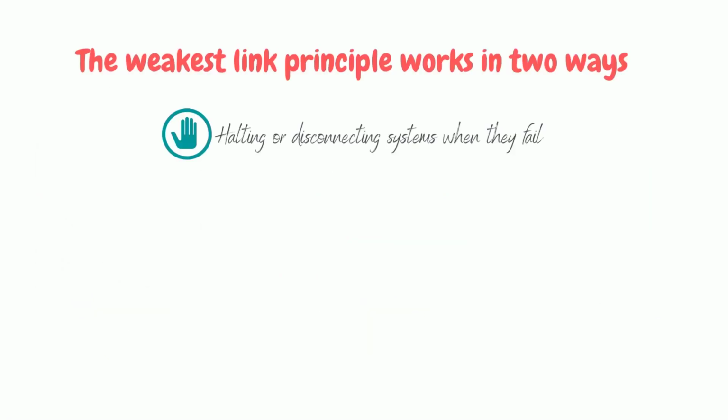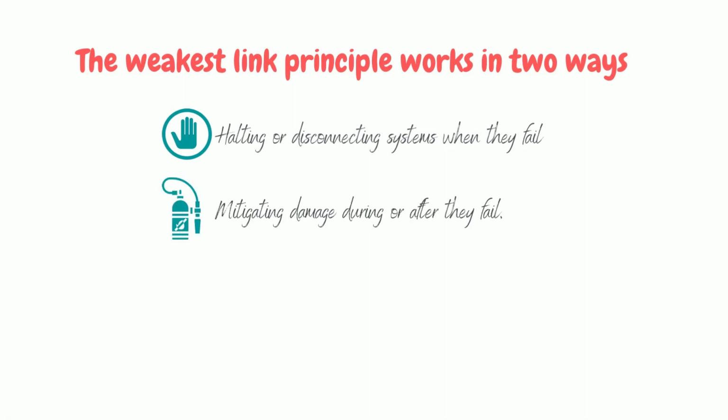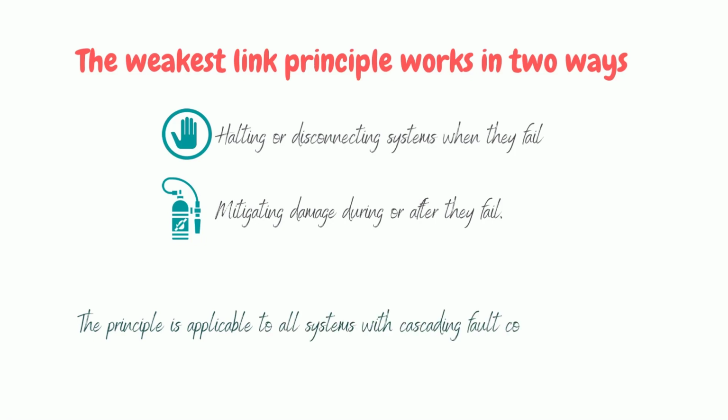damage to equipment. The weakest link principle works in two ways: halting or disconnecting systems when they fail, like electrical fuses, or mitigating damage during or after they fail, like a fire suppression system. The principle is applicable to all systems with cascading fault conditions. That is when there is a chain of events that can be interrupted.